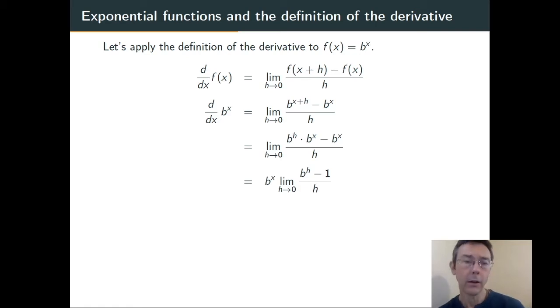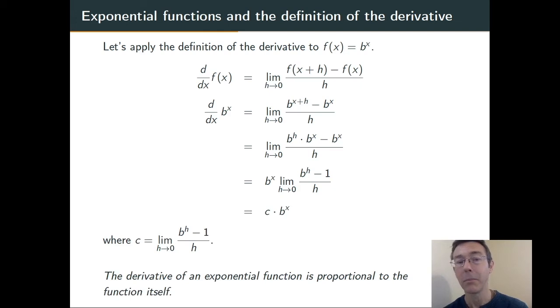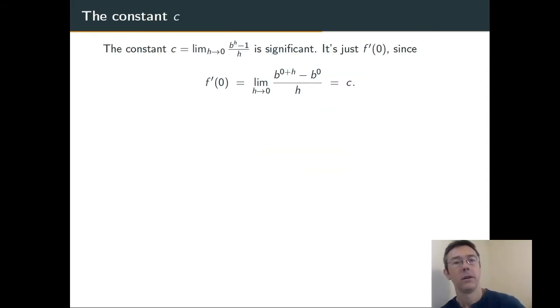So look what we've got here. We've found that the derivative of b to the x is b to the x times just some constant. The limit as h goes to 0, b to the h minus 1 over h is just going to be some number. To say this in words, the derivative of any exponential function is proportional to the function itself. That constant of proportionality, limit h goes to 0, b to the h minus 1 over h, just turns out to be the derivative of that exponential function at 0. So it's actually got a physical interpretation.